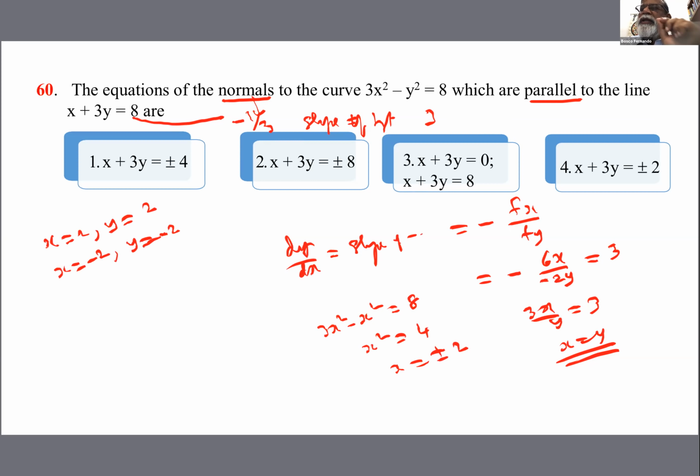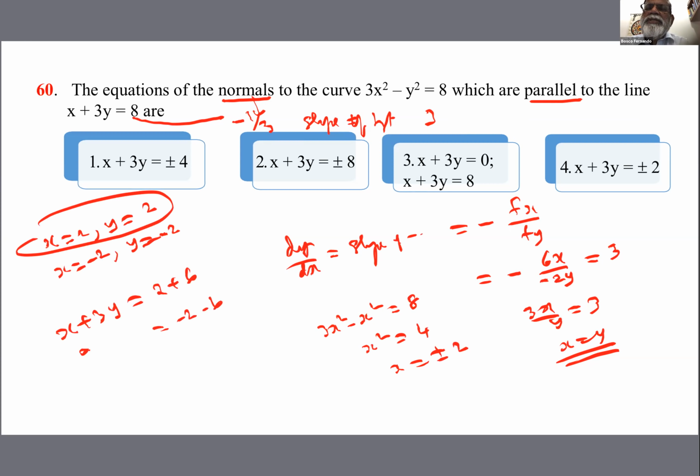So the equations of the normal, parallel to that: x plus 3y equal to, substitute the first point, 2 plus 6. Substitute the second point, minus 2 minus 6. So x plus 3y equal to plus or minus 8 is the answer.